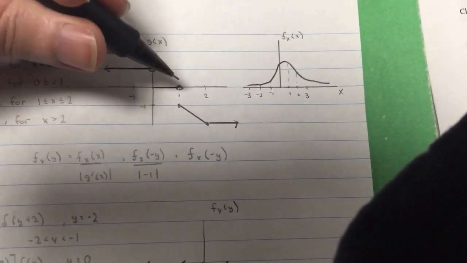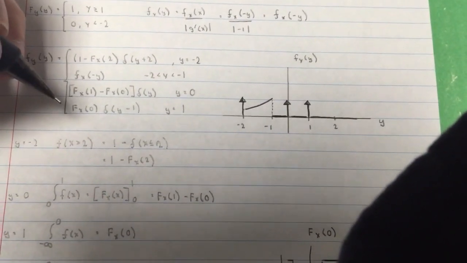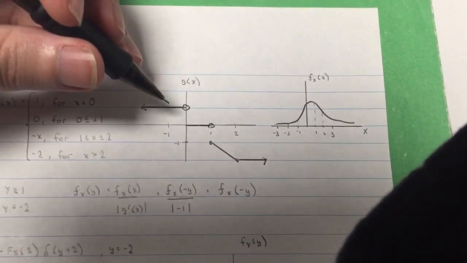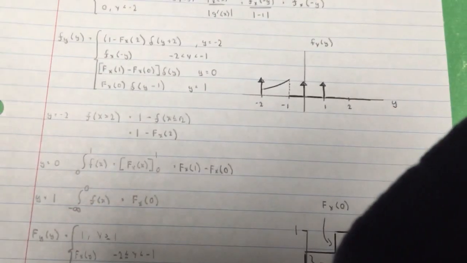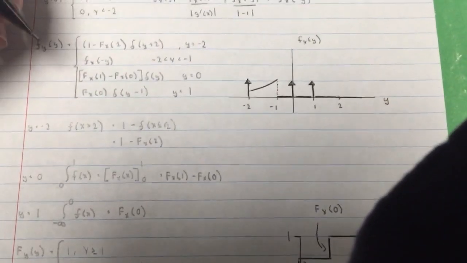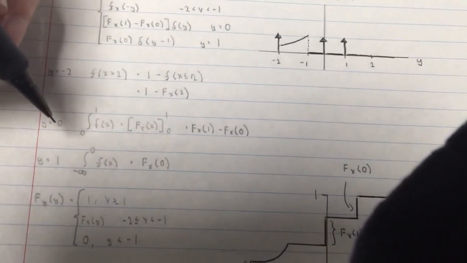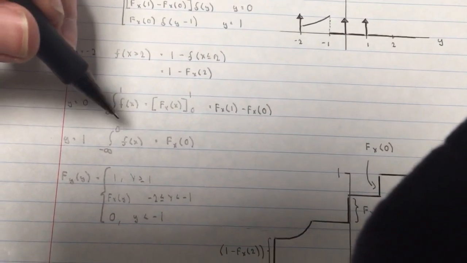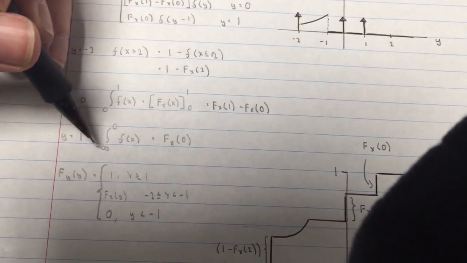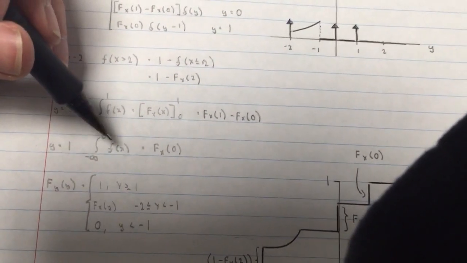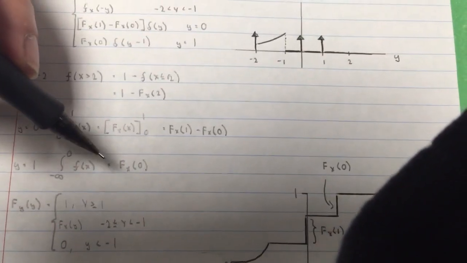So this is the area of the impulse function here at y is equal to 0. Now finally, the impulse function at y is equal to 1 is simply for x less than or equal to 0. Now f of x less than 0, so we have that right here, is simply just the integral from negative infinity to 0 of small f of x, which is equal to big F of x of 0.